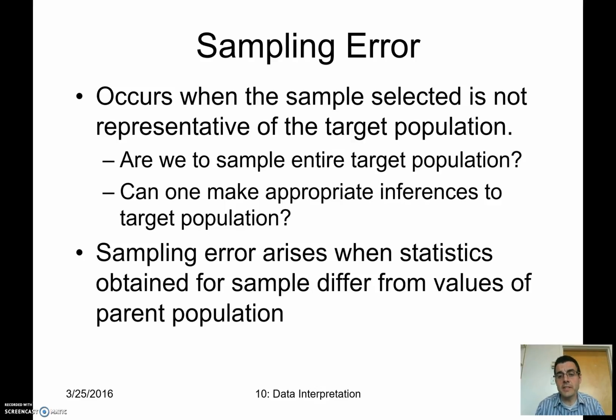Sampling error also arises when the statistics obtained for a sample differ from values of the parent population. As I said, oftentimes it's related to our sample population. You can have a very statistically significant finding within this particular small sample population, but then when you extrapolate it to this parent population or to this larger sample size, you may have statistics that are insignificant or may not be of importance.